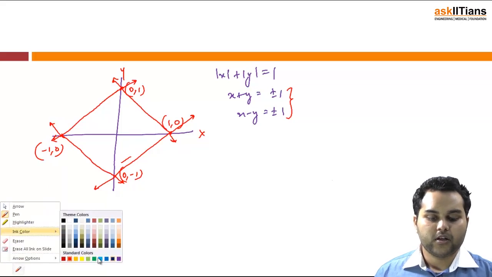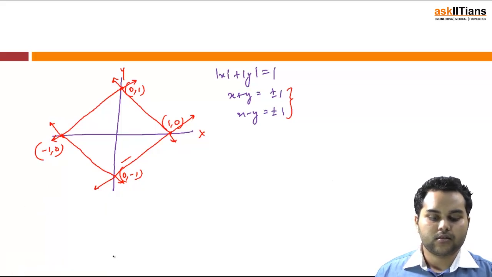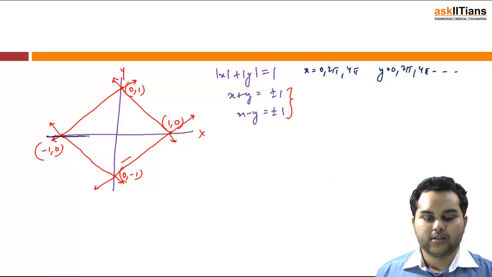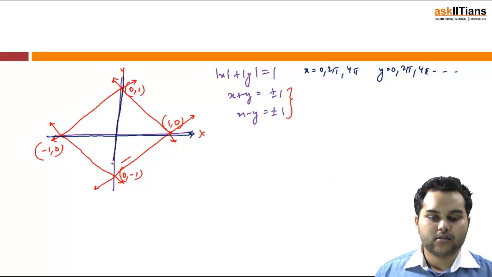Now from the previous equation that we had, either x was equal to 0, 2 pi, 4 pi and y equal to 0, 2 pi, 4 pi and so on. So that equation is of the x axis and of the y axis, which is intersecting these lines at the 4 points, first, second, third and fourth.